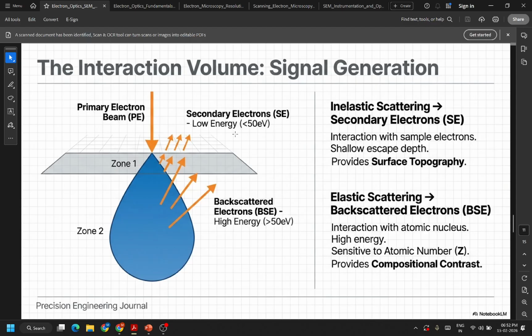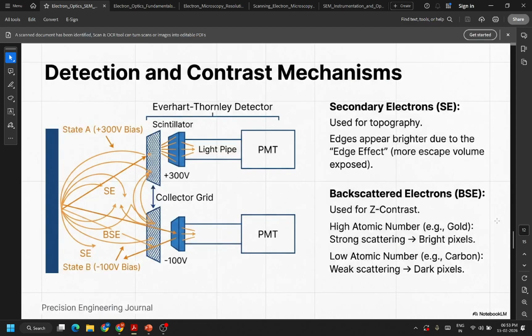So there are two types of electrons here, secondary electrons and backscattered electrons. Secondary electrons are of lower energy. They are generated only at the surface level, not at the deeper level, whereas backscattered electrons are generated deeper and they are scattered from the atomic nucleus, so they are sensitive to atomic number, and therefore they are able to provide compositional contrast.